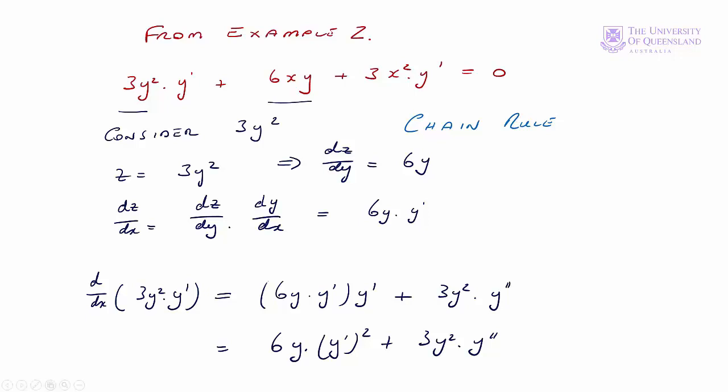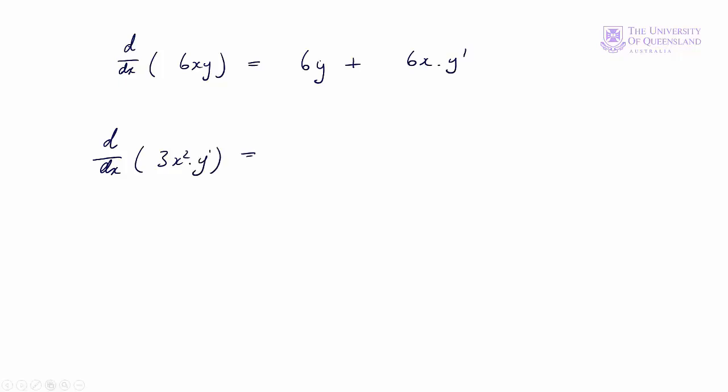Our next term is 6xy. We'll differentiate that, and then we'll go on and differentiate 3x squared times y prime. d dx of 6xy. We have another product there. The first part of the product rule will be 6 times the derivative of x, which is 1, times y, so it'll be 6y, plus 6x times y prime. The last term is 3x squared times y prime. Again, we'll use the product rule. Differentiating 3x squared, it'll be 6x times y prime plus 3x squared times y prime prime.